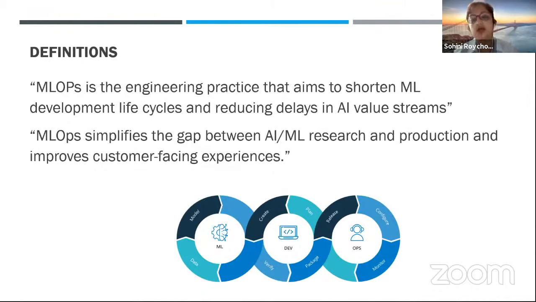Now, this is the other definition that has been coined: MLOps simplifies the gap between AI ML research and production and improves the customer-facing experiences. Why customer-facing experiences? Think about it. If you're creating machine learning models, you want people to use them, right? You don't want to create machine learning models that are just in their silo and nobody's using. So let's say you've deployed it, you have your front end, Flask, FastAPI, whatever, and it has already been deployed.